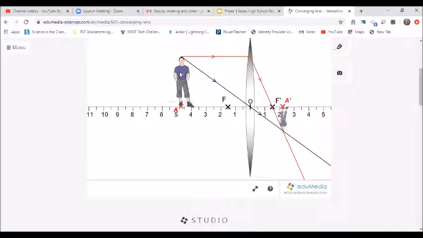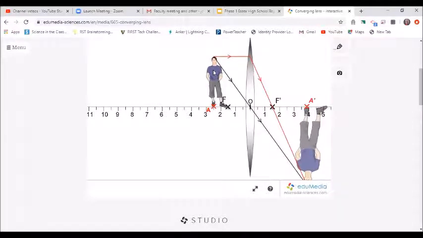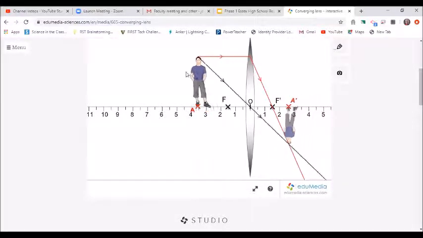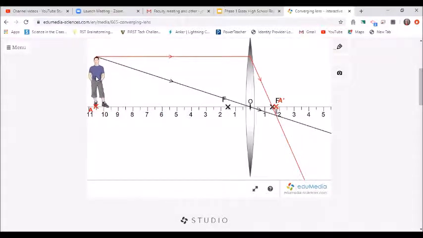Let's take a look at the relationship as we move our object back and forth. As our object comes in closer, then the image moves further away and gets larger. As we move further away, the image gets smaller, but stays inverted.